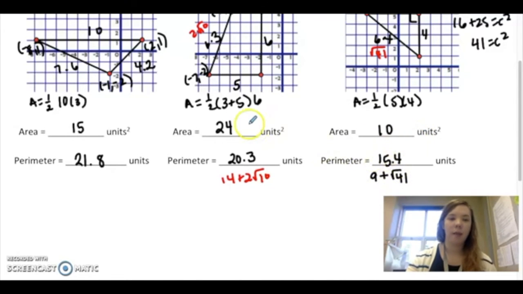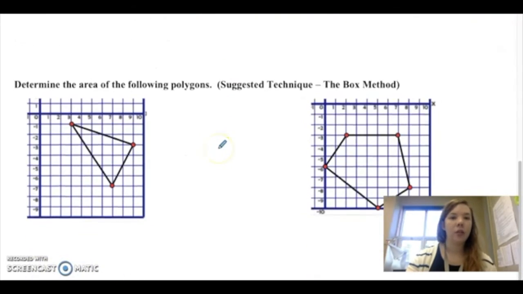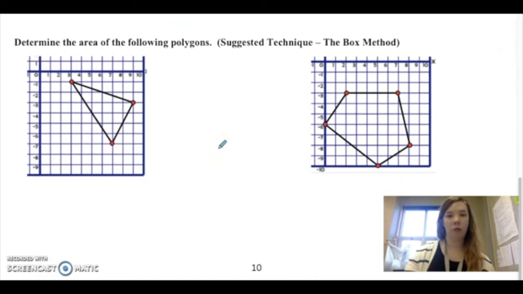This is approximate. Determine the area of the following polygons. The suggested technique is the box method. And the main reason we suggest that is because then you don't have to use the distance formula. You have enough vertical and horizontal lines. So if you do this whole box, the total area would be 1, 2, 3, 4, 5, 6. And along the bottom, 1, 2, 3, 4, 5, 6 again.